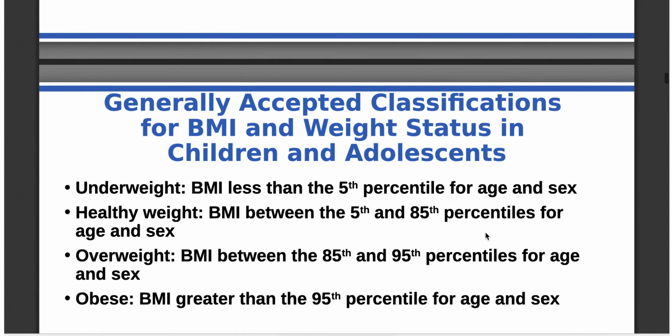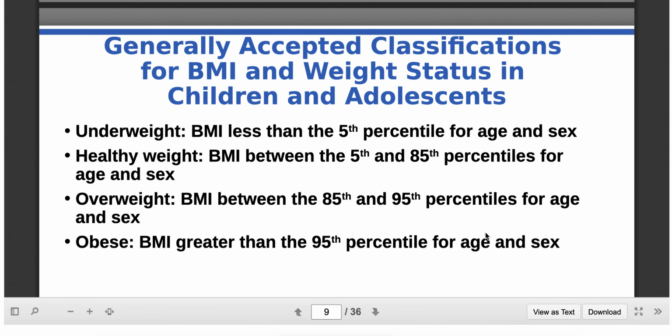So when you look at this, the way they classify underweight, overweight, obese is through percentile. They use statistics, but if you could look at the whole population, the bottom 5% would be considered underweight. The 5 to 85% range is normal, 85 to 95 overweight, and anything over the 95th percentile is considered obese.